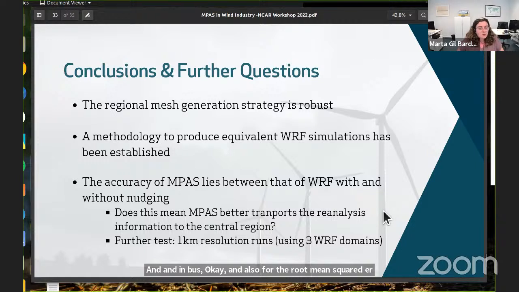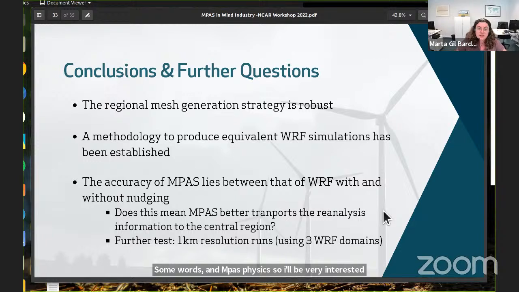So the conclusions of this work that we have presented today show that this mesh generation strategy that we presented is robust and gives time series results that can compete against WRF simulations and that are useful for the wind industry. And this methodology to produce equivalent WRF simulations is giving the framework needed to validate and test these cases. But I think next comes a presentation that talks more about how to find these equivalent WRF and MPAS physics. So I'll be very interested in hearing that.